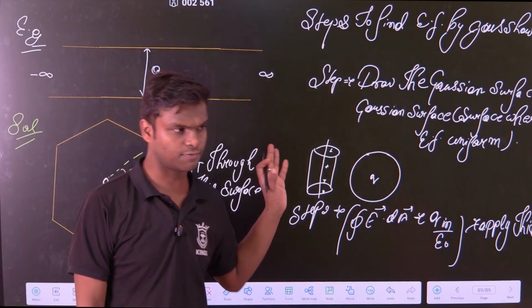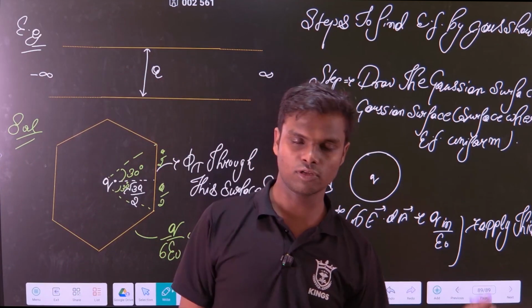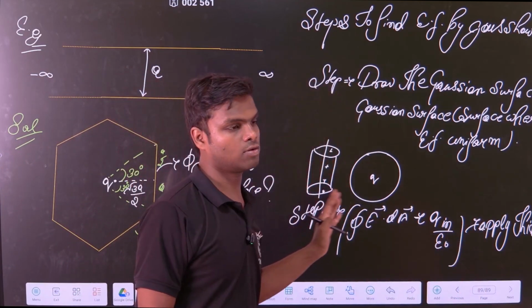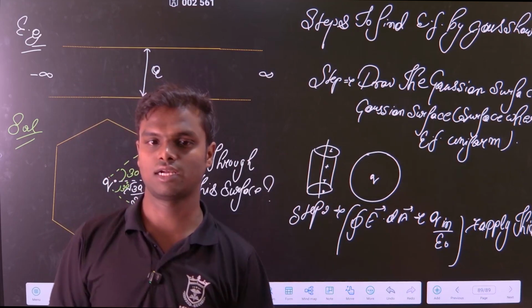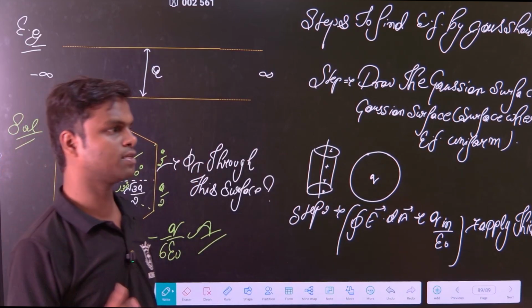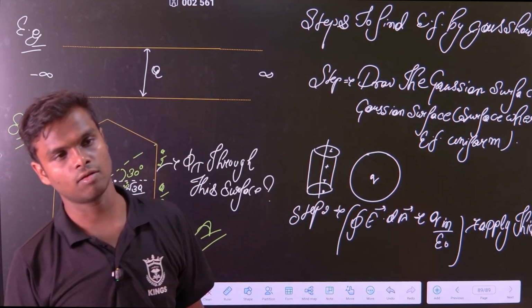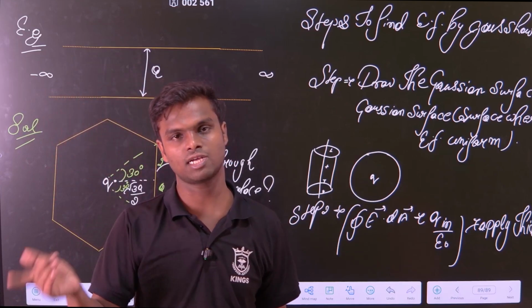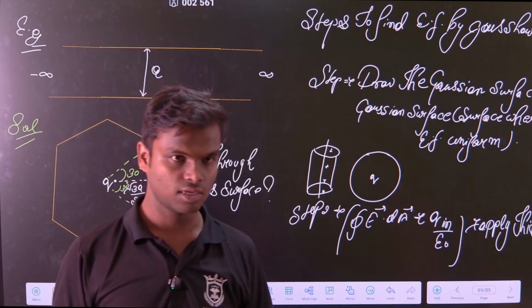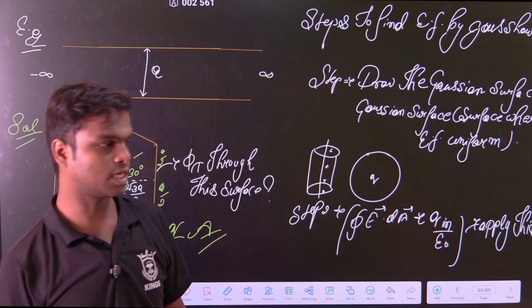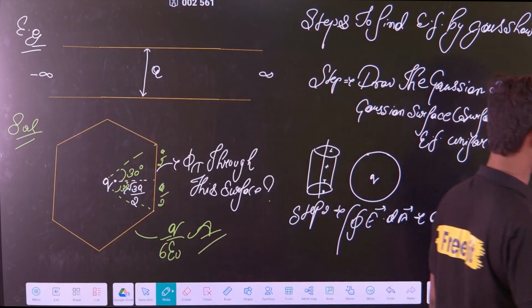Just draw the Gaussian surface. For your syllabus it will always be a cylinder or a sphere, not more than that. Always try to take the Gaussian surface where the electric field is constant on that surface. Simple. In your syllabus it cannot go beyond that.